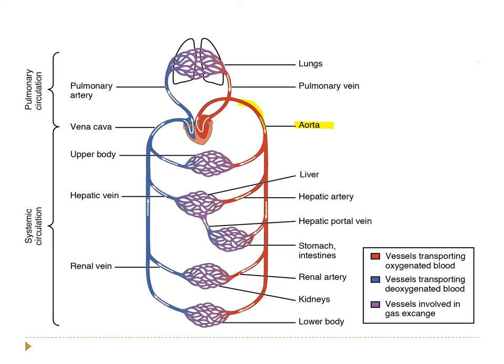And then depending on where it's going, right, if it's going to the upper body, you're going to have different arteries that carry it there. This is a really interesting circulation here that we're going to talk about later. If it's going to the kidneys, it's going to be the renal artery. If it's going to the lower body, it's going to be another artery. So again, this is not an actual anatomic diagram. This is just a schematic or a representation.